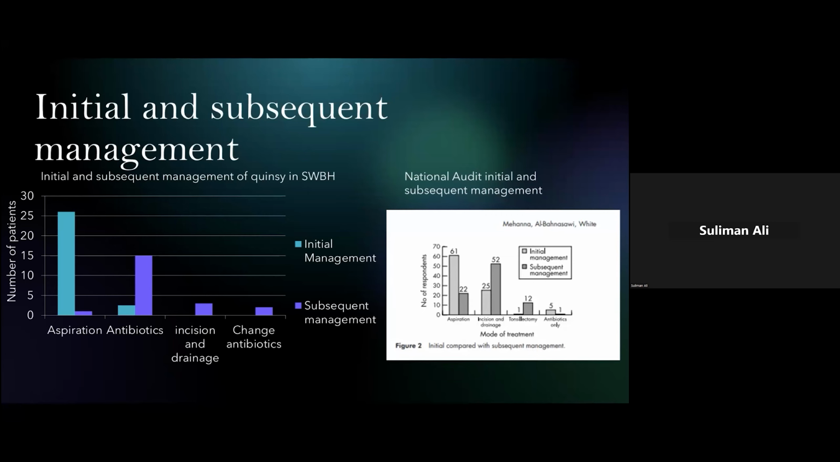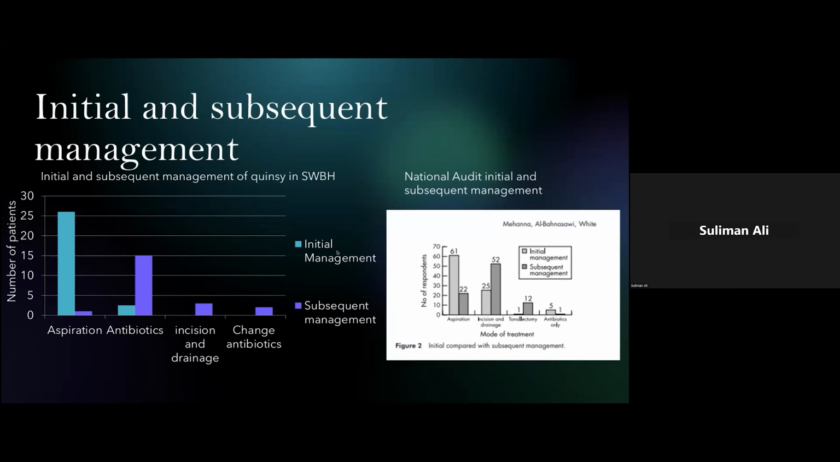As I said earlier in my presentation, at least in the UK, there is no national set management pathway on how to treat peritonsillar abscesses. The results of my audit are on the left, with the initial management being the blue bar chart and the purple bar chart being subsequent management, if any. All patients either had just antibiotics or aspiration, with the majority having aspiration as initial management in my trust. The most common subsequent management was antibiotics in my study.